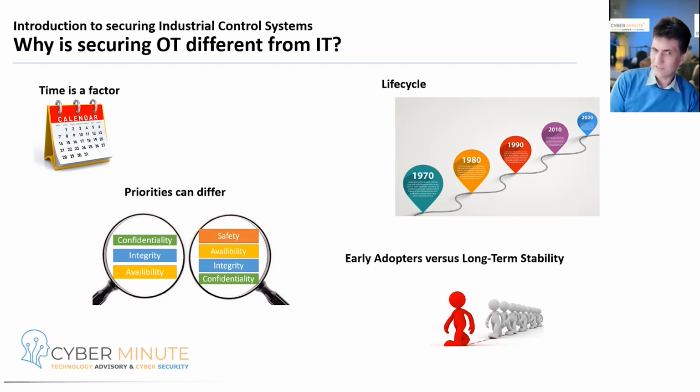Now, a secondary difference is about priorities. We all know and love and use, well, or hate sometimes, the CIA triad: confidentiality, integrity, availability. It's very simple. This is what we do in IT. We protect these three in that sequence.